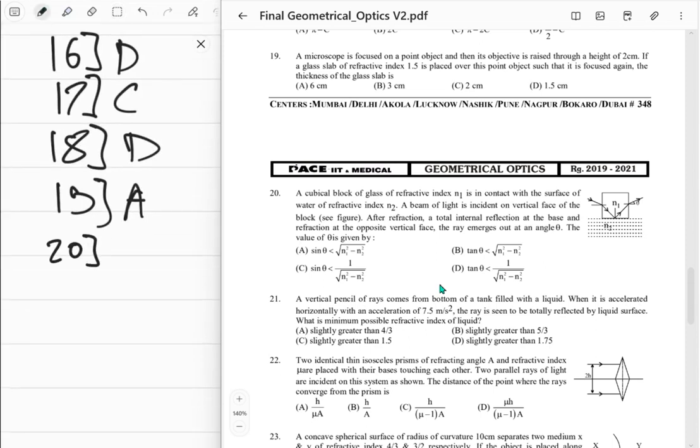A cubical block of glass of refractive index n1 is in contact with the surface of water of refractive index n2. A beam of light is incident on the vertical face of the block. After refraction, a total internal reflection at the base and refraction on the opposite vertical face, the ray emerges at an angle theta. The value of theta is given by.